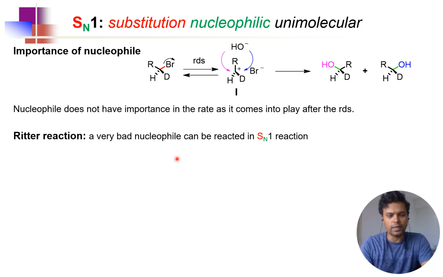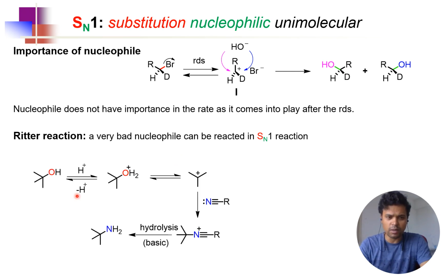So one good example is the Ritter reaction, where in an SN1 reaction you can use a very bad nucleophile. You have a tertiary butanol. If you add acid, you can get the corresponding OH2+. This can then release the water molecule and produce the carbocation, the tertiary butyl carbocation.